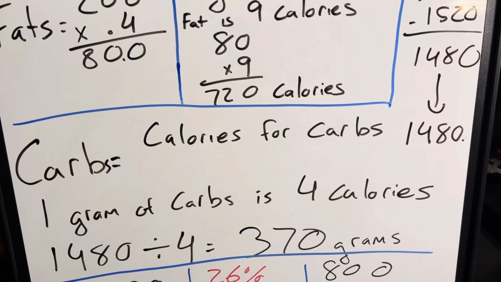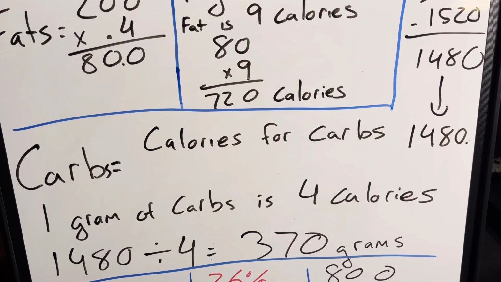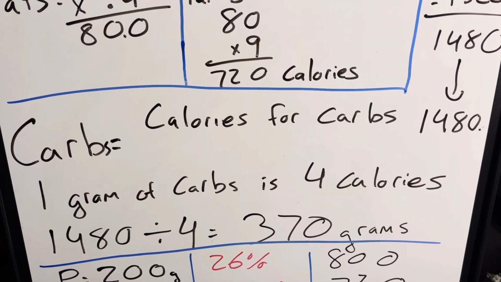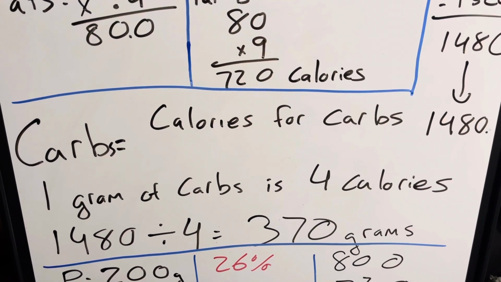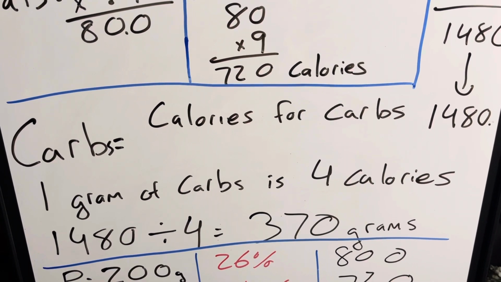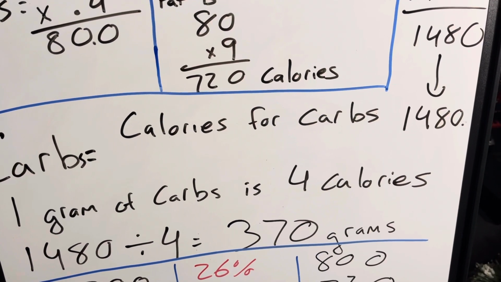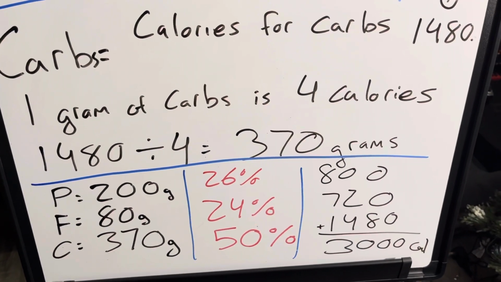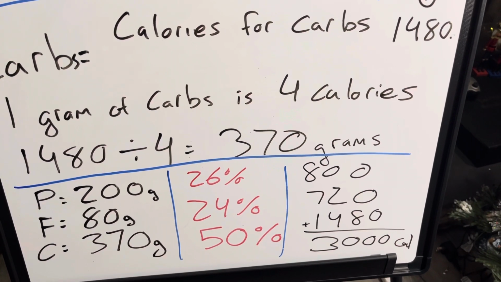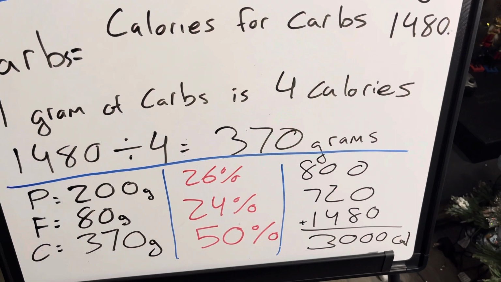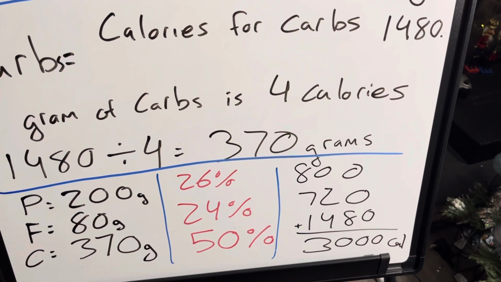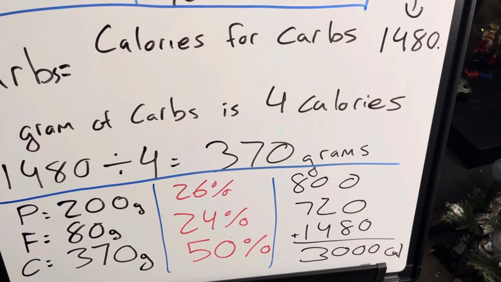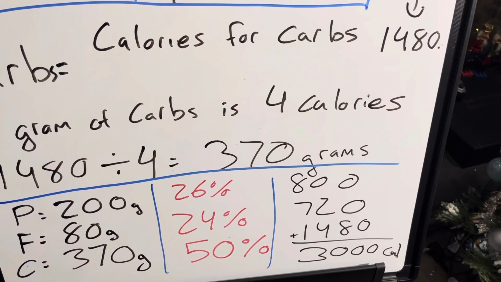So since we know the calories for carbohydrates is 1,480, we just divide that by 4 because 1 gram of carbs is 4 calories. So 1,480 divided by 4 is 370 grams. So now we know the protein intake is 200 grams, their fat intake is 80 grams, their carbohydrate intake is 370 grams. So their protein is 26% of their total calories.